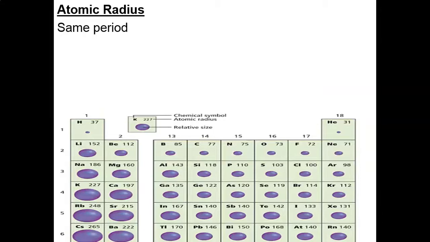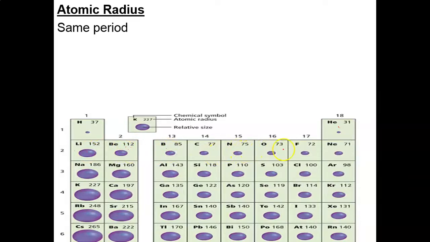Atomic radius, look what happens to the size. Ooh, 37 to 31, it shrunk. Why did it shrink? One more proton. Why is it shrinking? This has 2 protons. Excuse me, this has 4 protons, this has 3. This has 5, this has 4. That's why this is smaller.